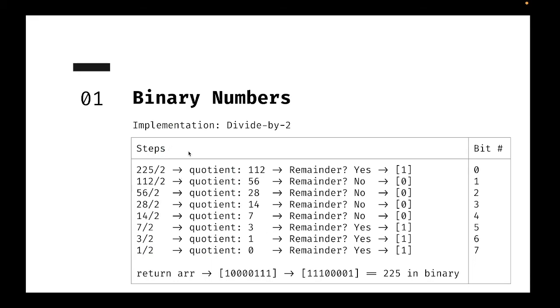I've also fleshed this out here very slowly. So let's look at it very slowly. So we start with the number 225, and then we divide it by 2. Our quotient is 112, and do we have a remainder? Yes, so we implement this check inside the loop. This is the first bit, so its subscript is 0. These are, again, elements in an array, if you will.